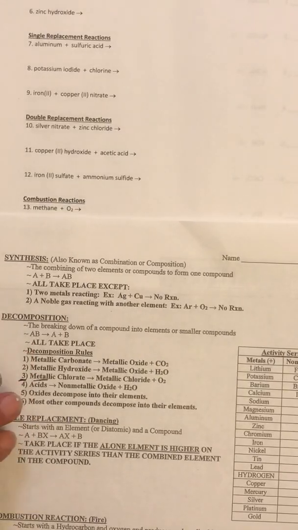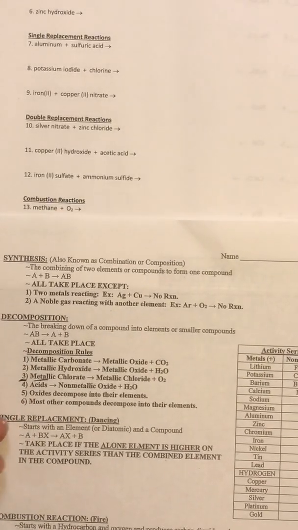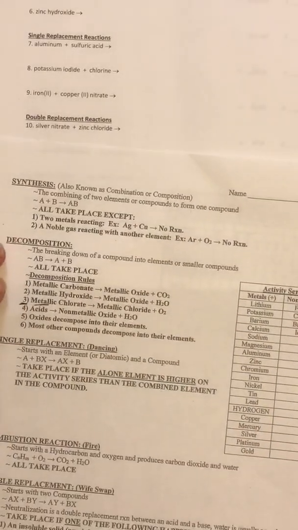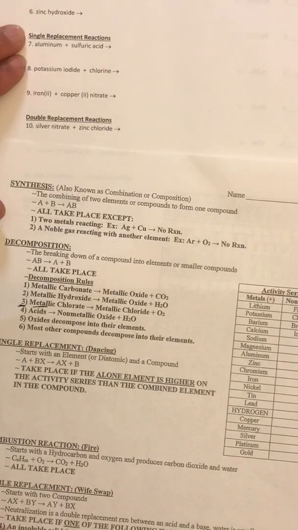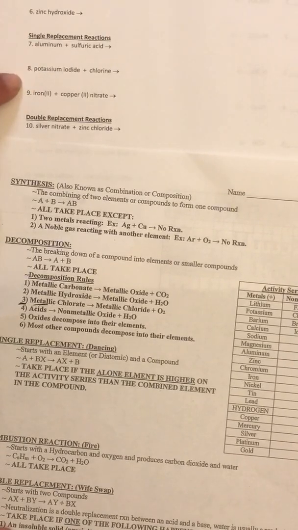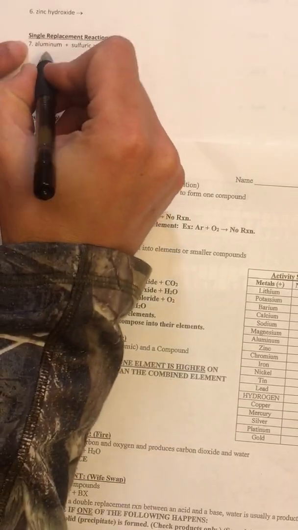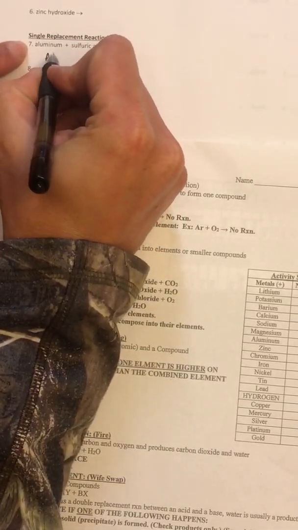Okay, starting on the bottom half of the worksheet, I'm going to sneak this cheat sheet in here so we can use that to our advantage. Starting at number 7, this is a single replacement reaction. It says single replacement, so it's already labeled for you. We're going to be down here on your cheat sheet for single replacement. And when you do a single replacement reaction, you need to write it out in symbols first.